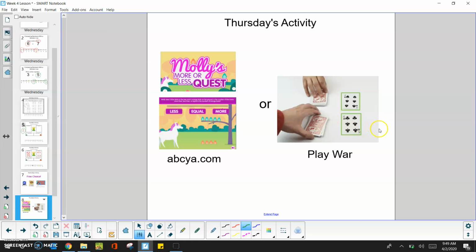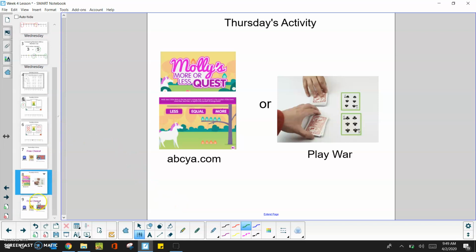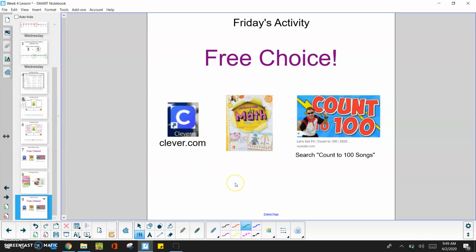Your other option is to use that deck of cards that we made the other day and play the game of War with someone. I've included the directions for how to play War if you're not sure. So Thursday is a little bit of a fun free choice as well. And then Friday we have another free choice again. So going to clever.com and playing on one of the games, doing a section out of your math book, or practicing counting to 100 with some fun songs on YouTube.